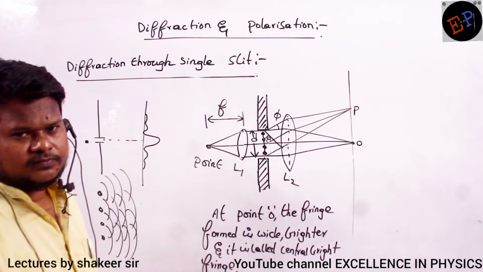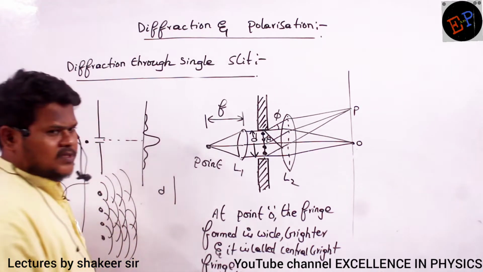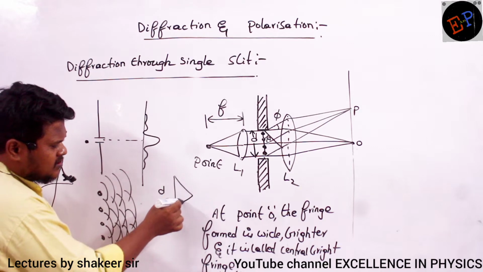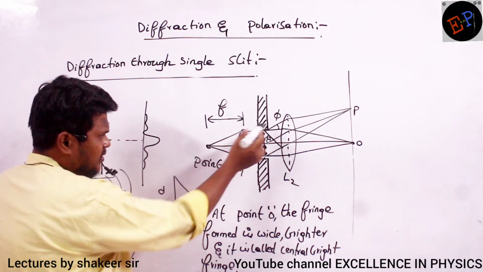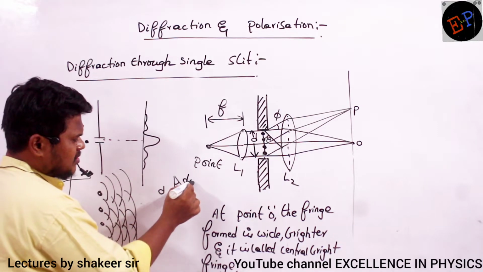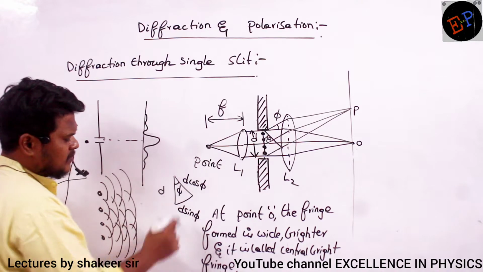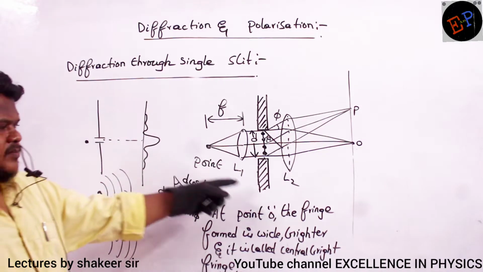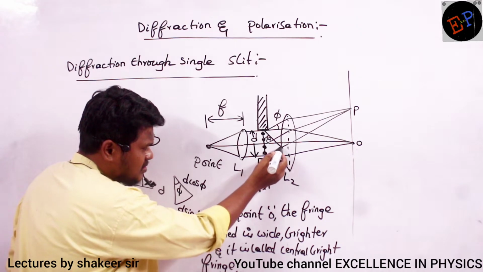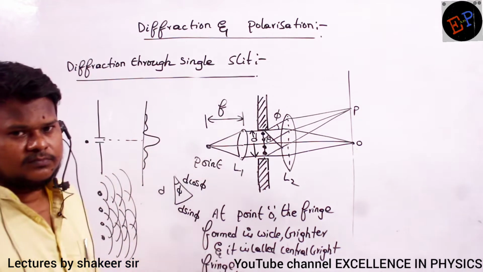Are you able to understand what is happening? This is D, width of the slit. Now this D I am splitting into two components like this. If this angle is phi, this angle is also phi. So this is the adjacent side D cos phi and this is the opposite side D sin phi. Now in this diffraction experiment, this length D sin phi is nothing but the path difference between the first wave and the second wave.